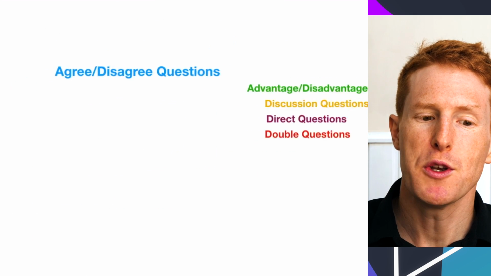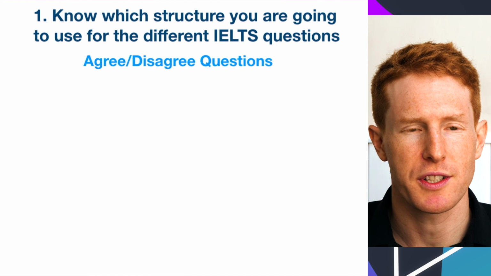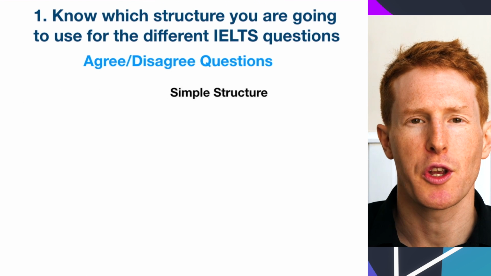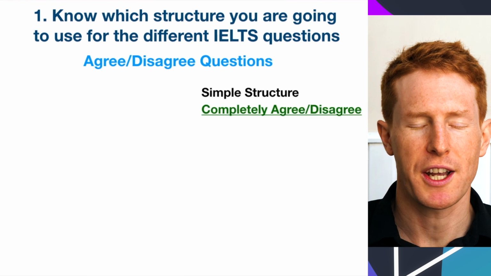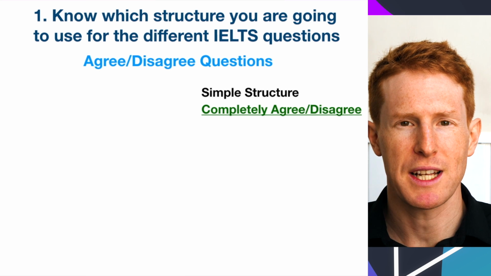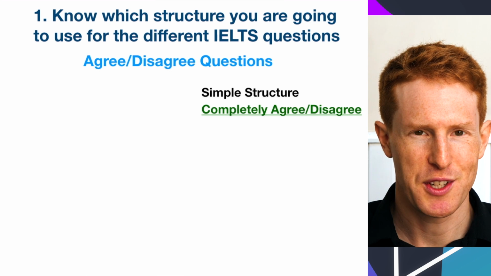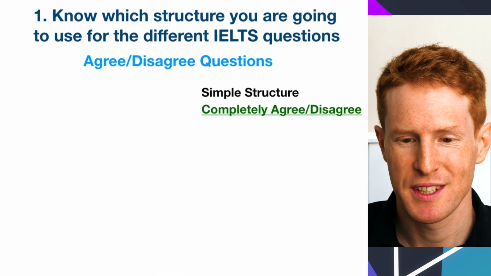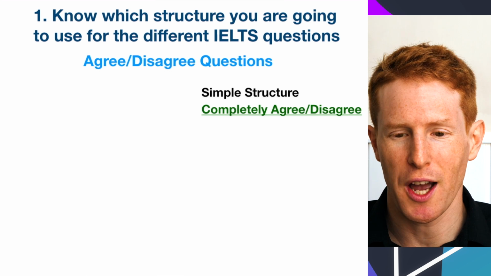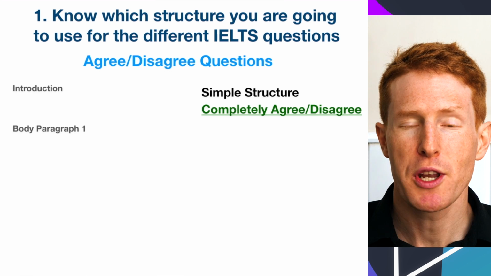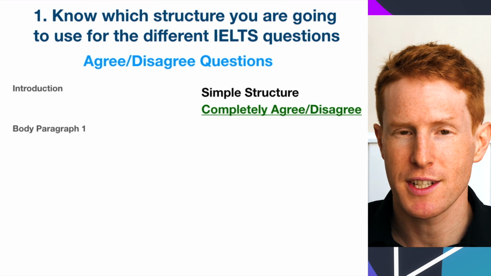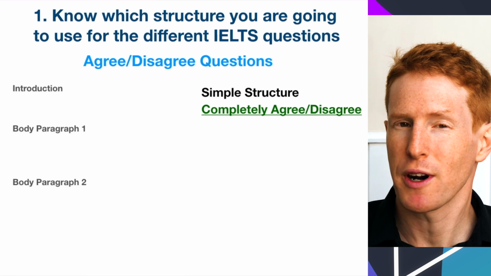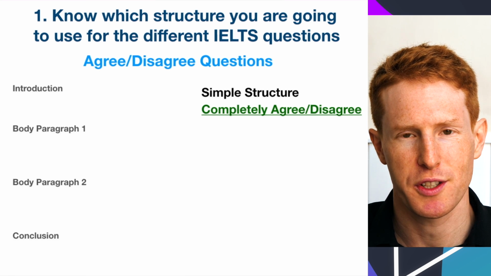So for example, if you get an agree-disagree question, you go, okay, I'm going to use the simple structure where I completely agree or I completely disagree. Now, you also need to know what the simple structure looks like for you. So if I were to write it, I would have an introduction, a body paragraph 1 where I have my first idea, body paragraph 2 where I have my second idea, and then a conclusion.